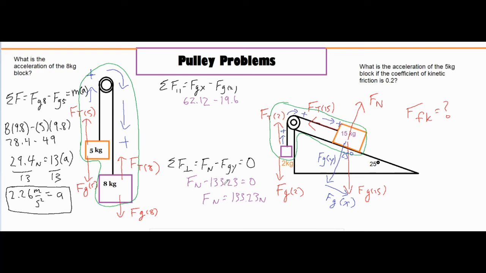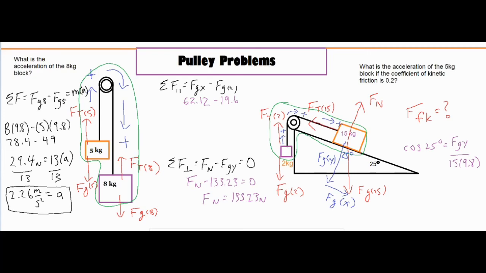Therefore, the normal force is equal to whatever the FGY is. To find the FGY, all I would do is take the cosine of 25 degrees and set that equal to FGY over the force of gravity of the 15 kilogram object, which is 15 times 9.8. So 15 times 9.8 is 147 newtons. You multiply both sides by 147 newtons, and that's how I got the 133.23 newtons for the FGY.